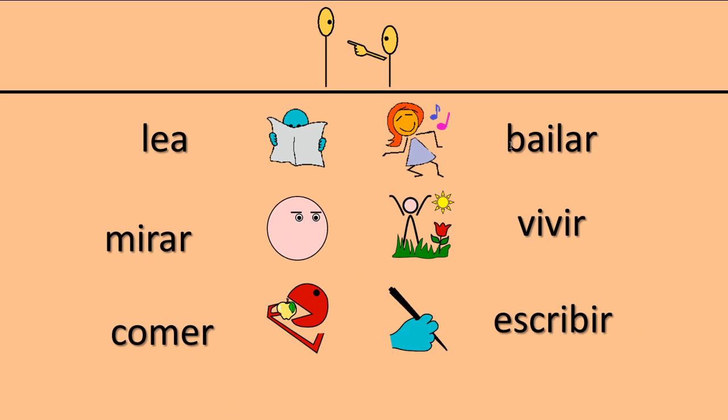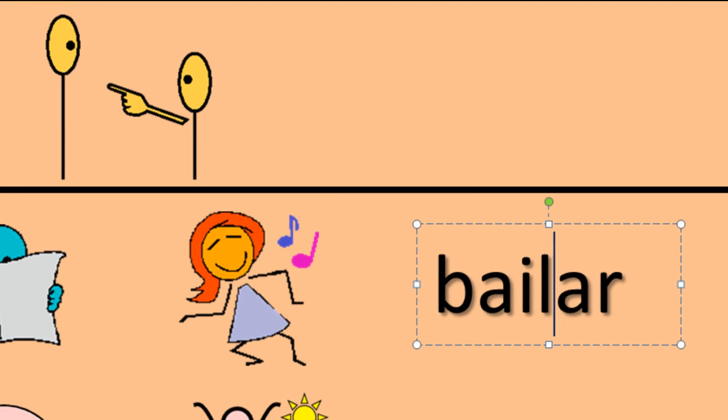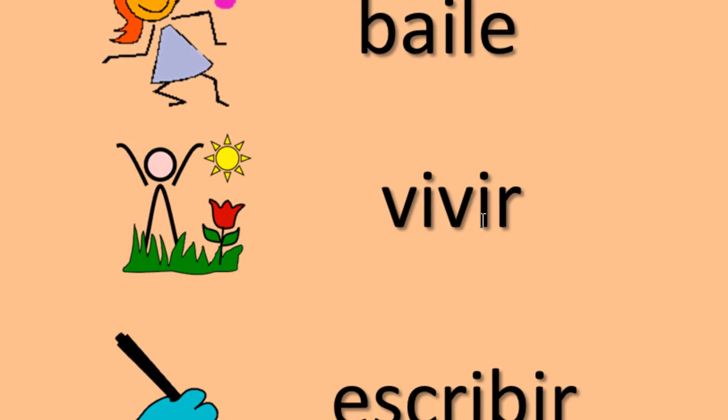How about bailar? What are we going to do with this one? Well, we're going to remove the last two letters, and now we're going to use what I call the opposite vowel, and for these it will be e. So now we're saying dance. Dance, dance, dance, baile, baile. Now look here. Vivir. What's going to be our opposite vowel here? A. Viva! Live it up! Vívalo!